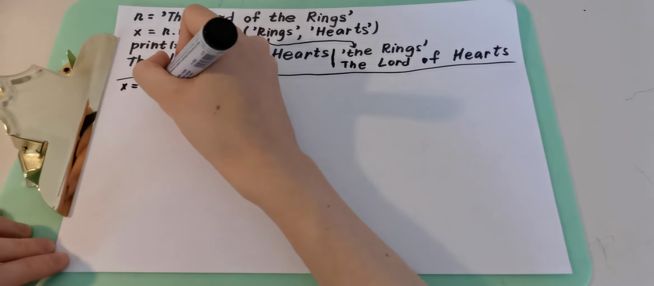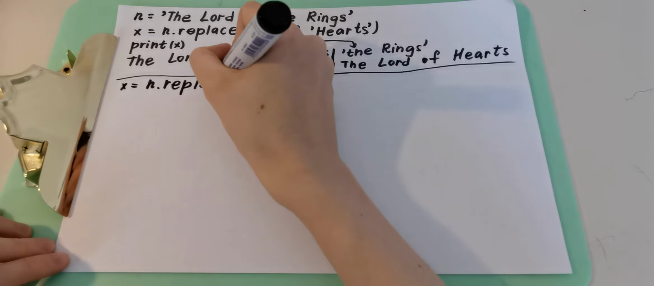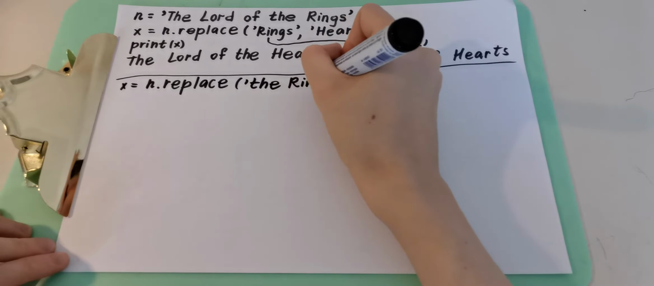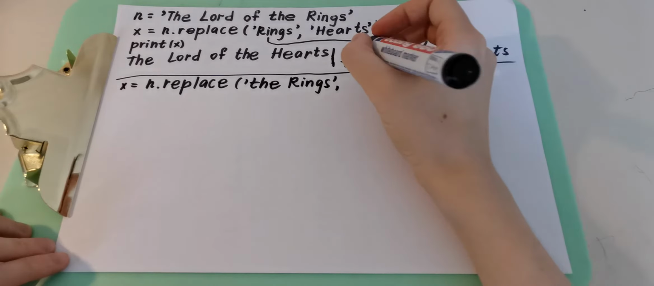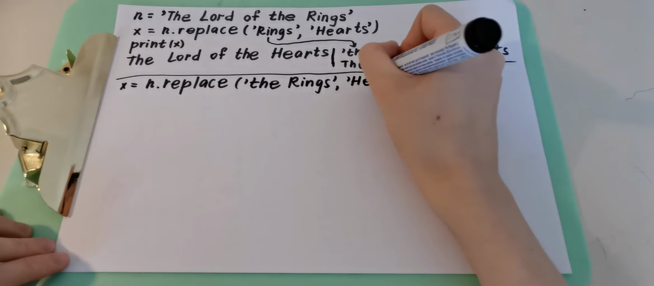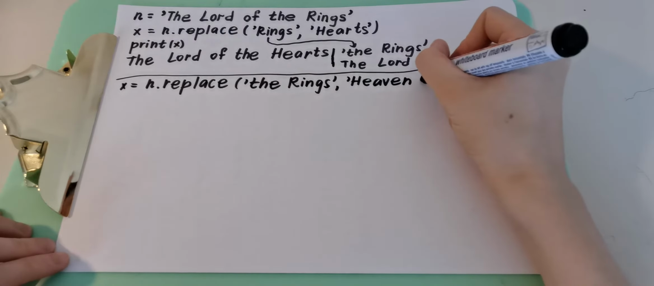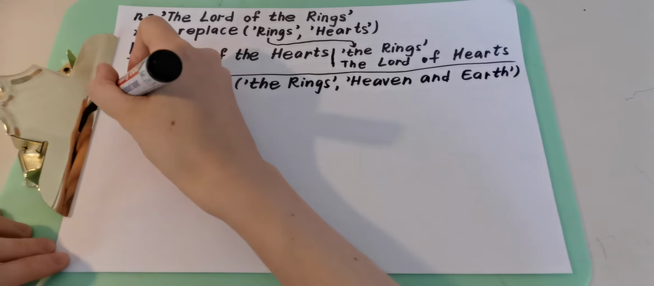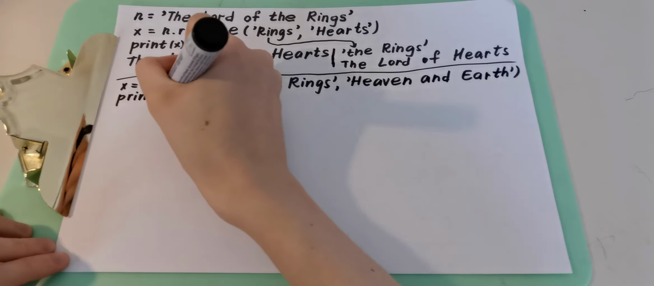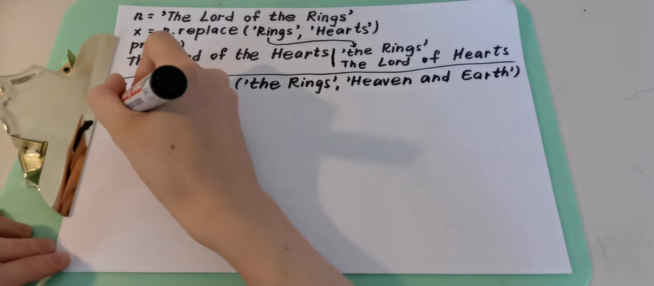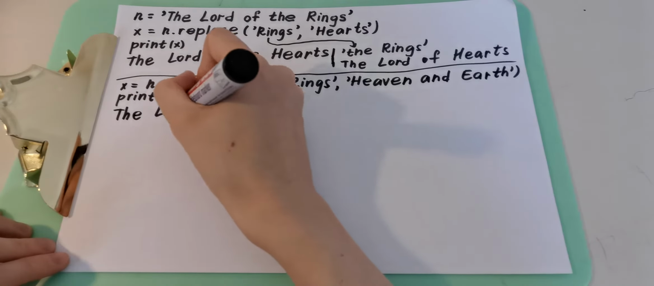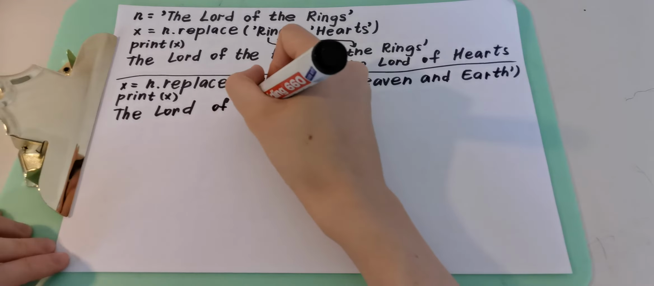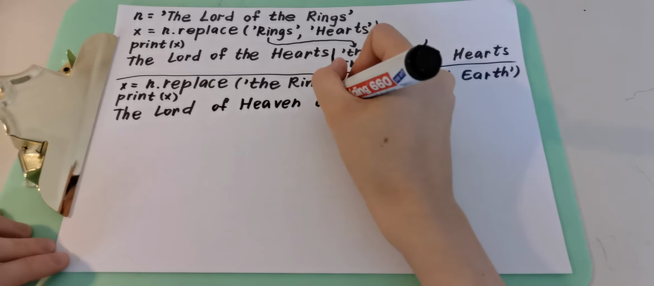Again, I create x. Replace. I would like to replace the rings by several words, or in this case, three words. Heaven and earth. Print x. And my output is the Lord of, now it's not the rings, now the Lord of heaven and earth.